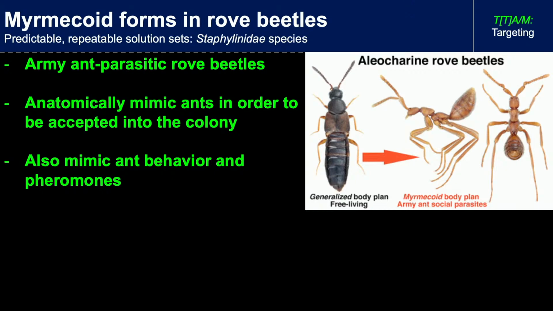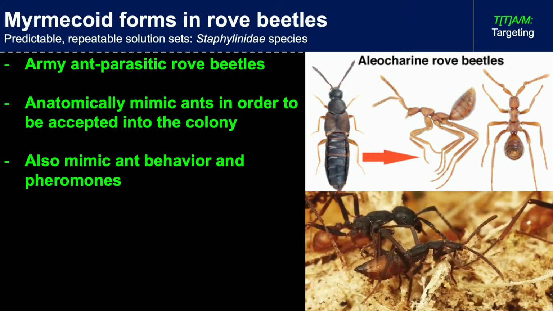On the left is what a rove beetle looks like when it's just by itself, not in an ant colony. On the right is an example of a rove beetle. This is not an ant. This is the same rove beetle, same type of organism that has changed its anatomy to look like an ant. And down below, you might think that's 2 ants. That's not. That's an ant and a rove beetle. Can you pick out which one's which?